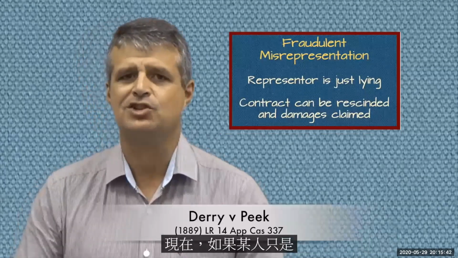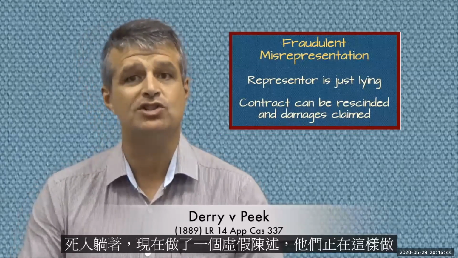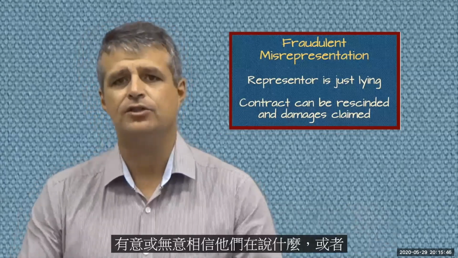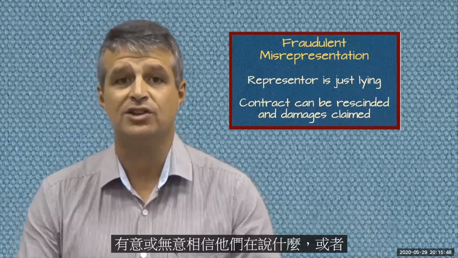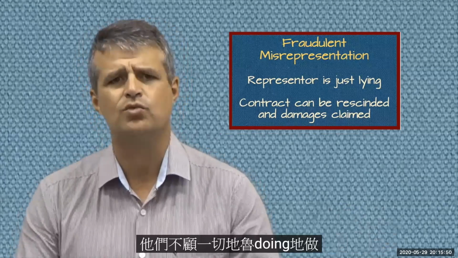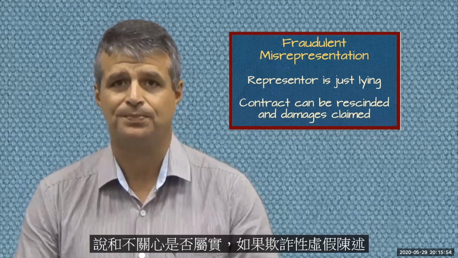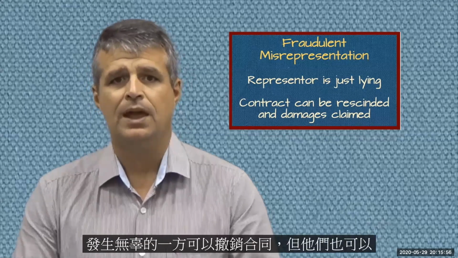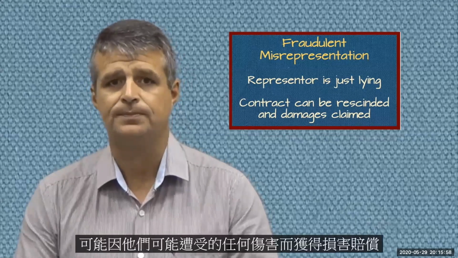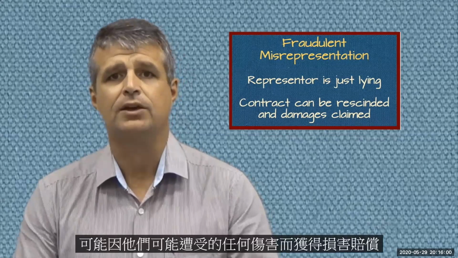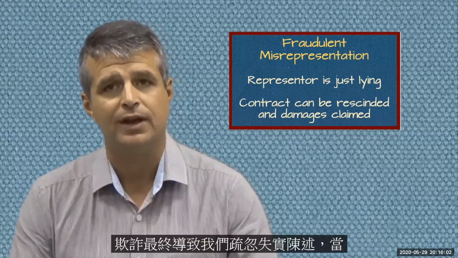Now, this occurs when someone is just dead set lying. They're making a misrepresentation, and they're doing so either knowingly or without actually believing in what they're saying. Or they're doing it recklessly, that is, without checking into what they're saying and without caring if it's true or not. If a fraudulent misrepresentation occurs, the innocent party can rescind the contract, but they can also potentially obtain damages for any harm they might have suffered as a result of the fraud.